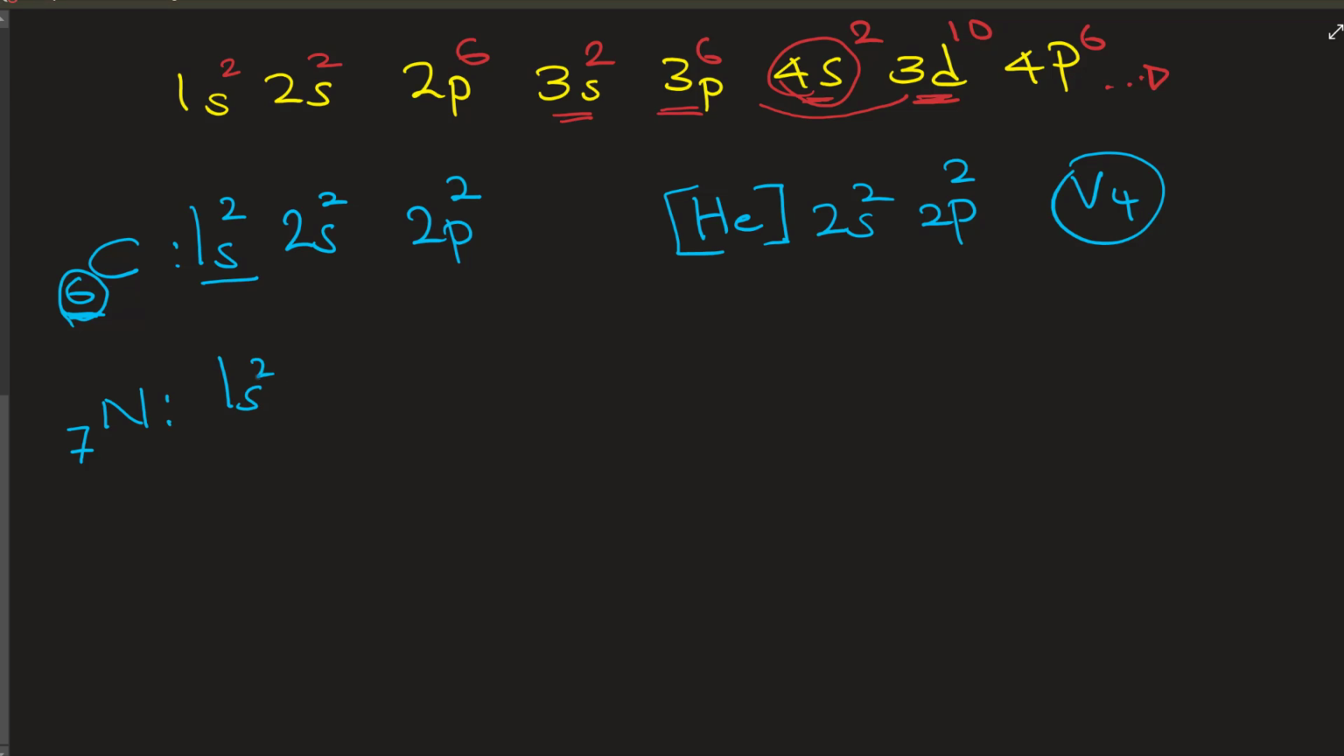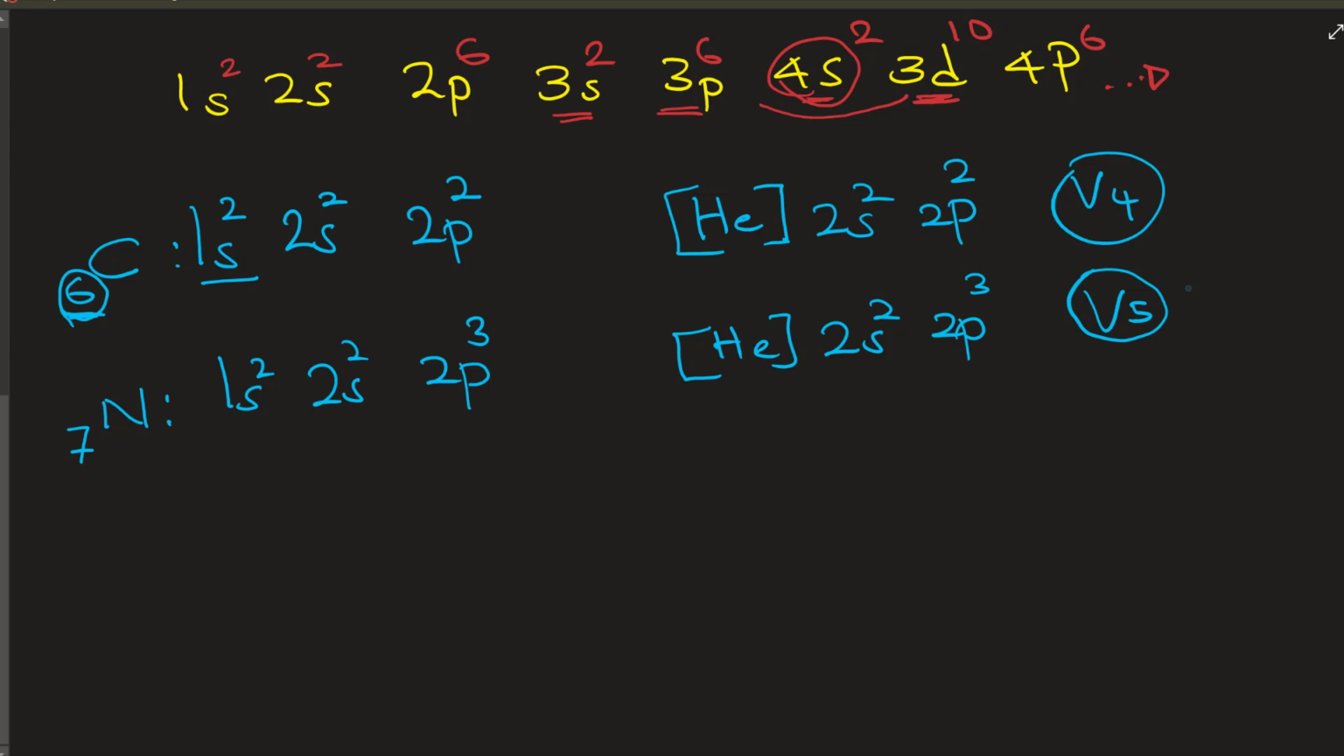Go to nitrogen 7. You do the same filling, and then you get the short version with helium, and then 2s2, 2p3 as the V5, valence 5 electrons. Go to 13, aluminum: 1s2, 2s2, 2p6, and 3s2, 3p1. That gives me 2, 2, 6, 10, and 13.